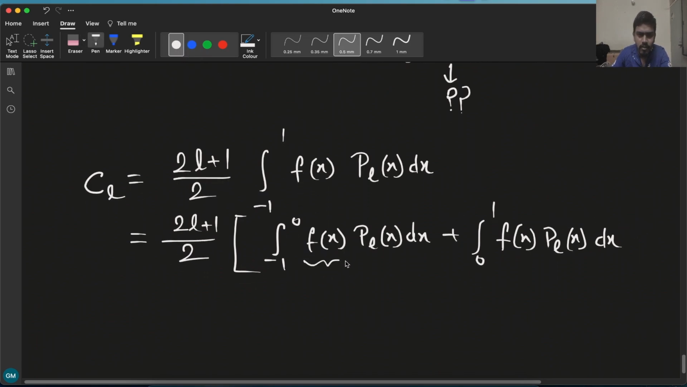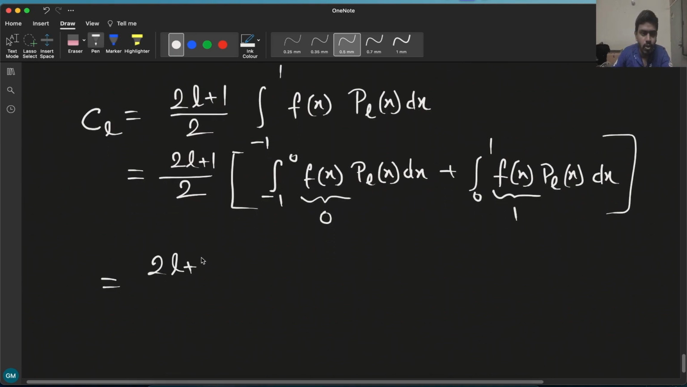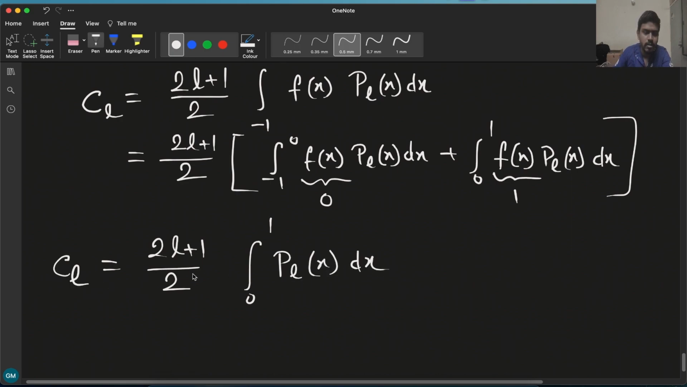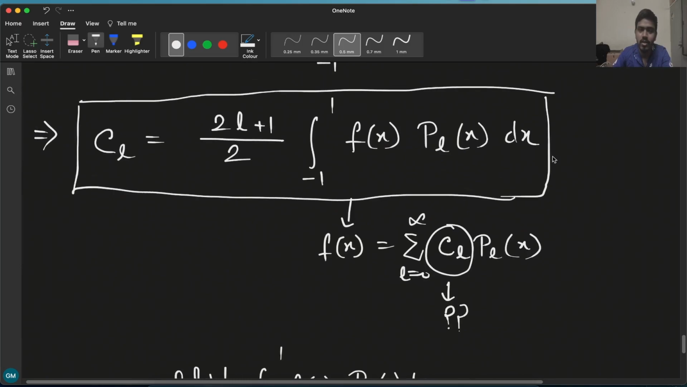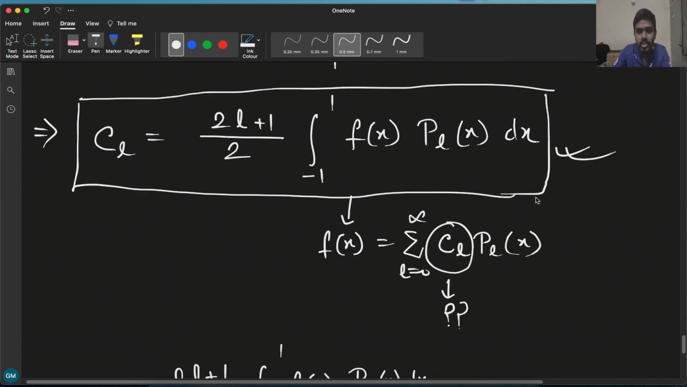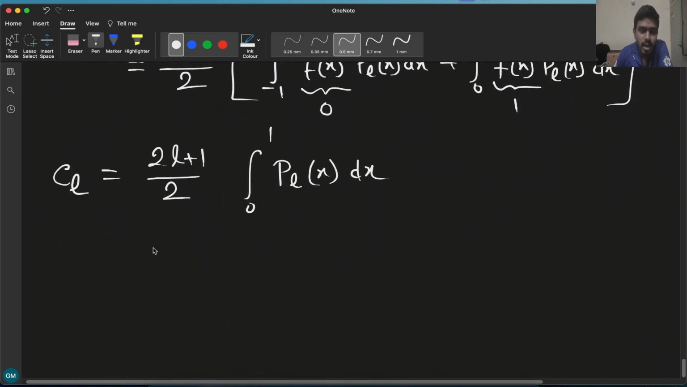And in the first interval, what is the value of f(x)? That is 0. And in the second interval, the value of f(x) is 1, right? So then we are left with (2L plus 1) divided by 2, and the first term is 0. So we are left with only one term, that is the integral from 0 to 1 of P_L(x) dx. This expression of C_L is specifically for this given function, and the earlier one is a general expression. So if you are given any function, you can start from the general expression and calculate the C_L. Let me then find out a few C_L.